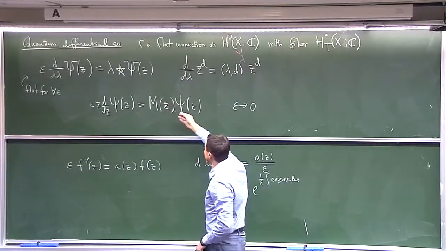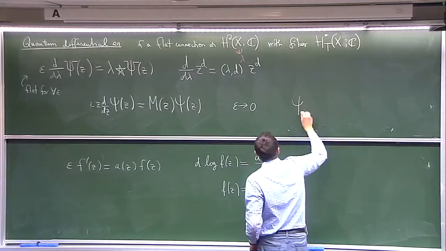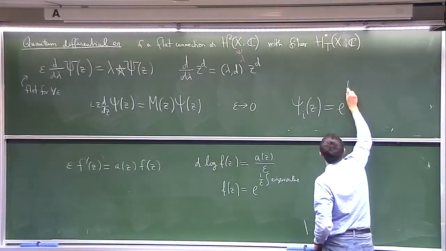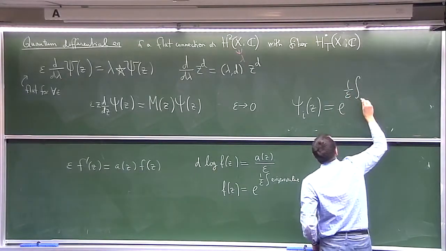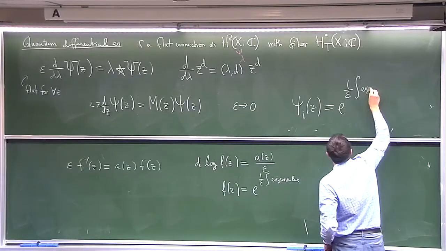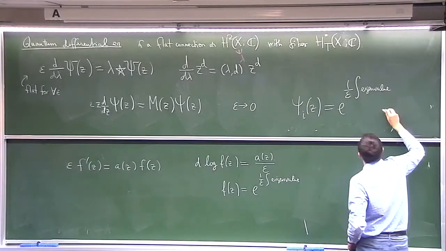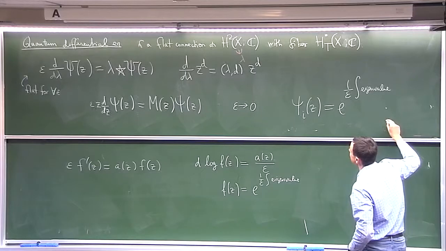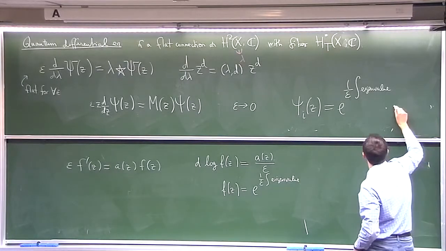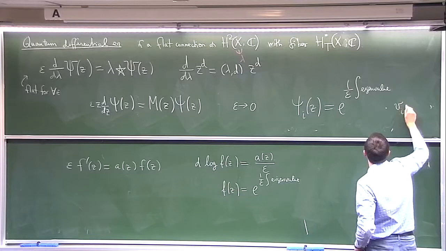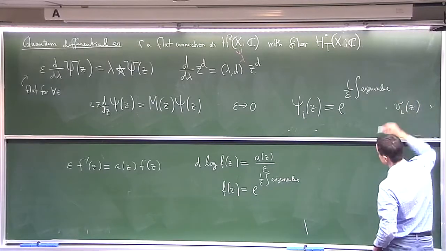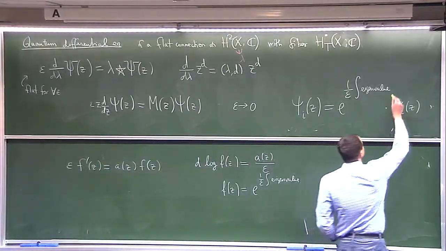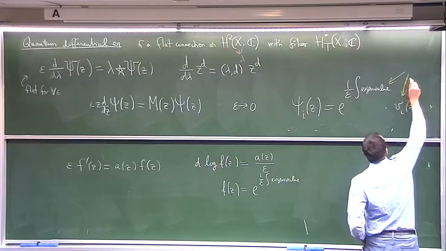And so anyway, on some open sets in the complex plane, you have an asymptotics where psi of z, some ith solution, will be exponential of 1 over epsilon times the integral of the eigenvalue, times the ith eigenvector. What do I call the eigenvector? Call it v_i of z. This is an eigenvector, and there's a corresponding eigenvalue. These correspond to each other.